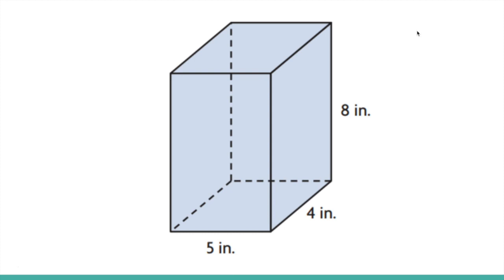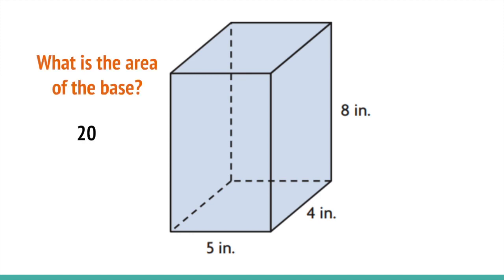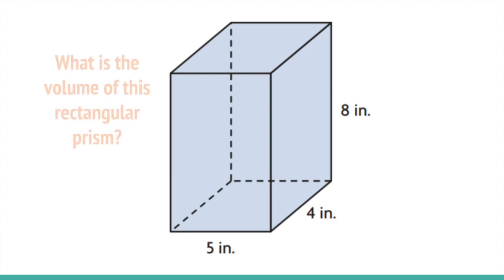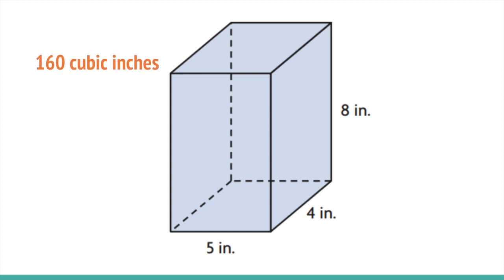Okay, so let's go back to this one that we looked at the beginning of the lesson. We determined already that the area of the base is what? It was 20, right? 20 square inches. So now that you know the formula of volume, what is the volume of this rectangular prism? It's 160 cubic inches because 5 times 4 is 20 and 20 times 8 is 160.